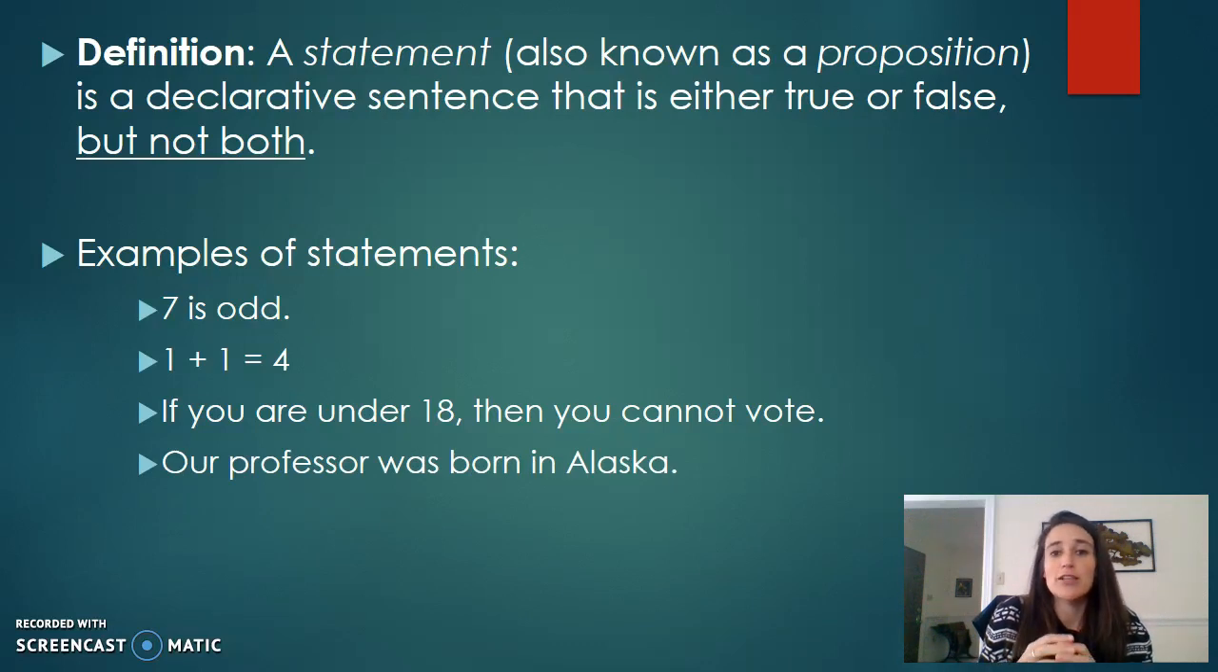Similarly, if we look at the sentence, our professor was born in Alaska, well, either your professor was born in Alaska or they were not. For your professor, me, I was born in North Carolina, so that sentence is false. But the point is, a professor cannot be born in two places. They're either born in Alaska or they are not, so this sentence is also a statement.